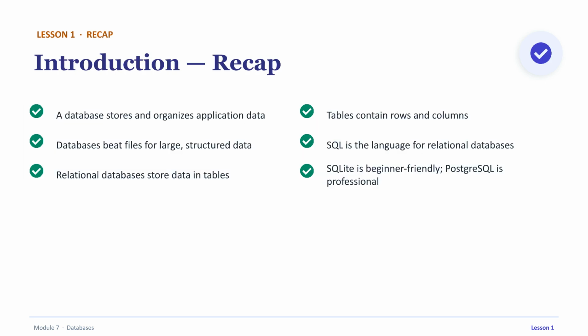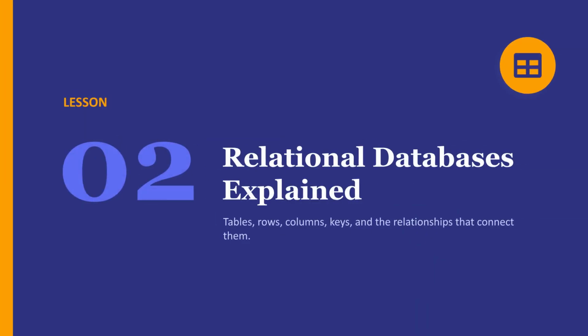Let's recap. A database stores and organizes application data, and it beats files once data grows. Relational databases use tables made of rows and columns, and SQL is the language we use to talk to them. SQLite is our beginner tool. PostgreSQL is the professional one.